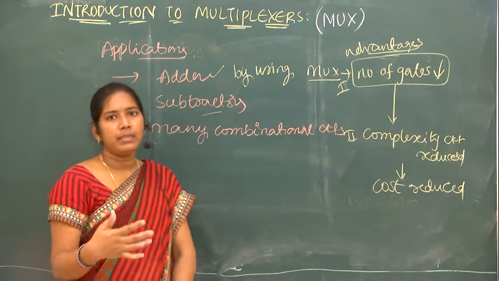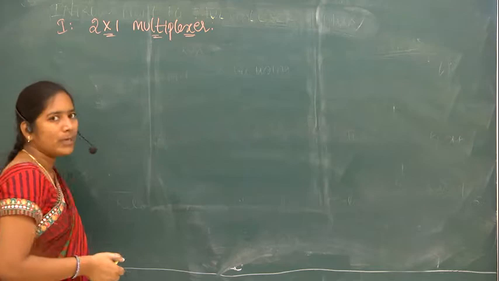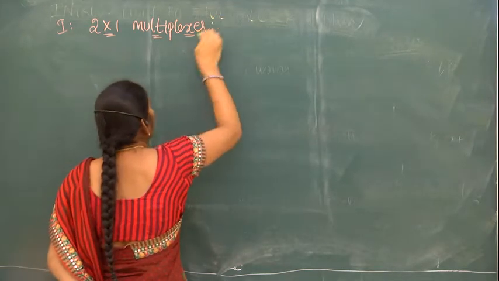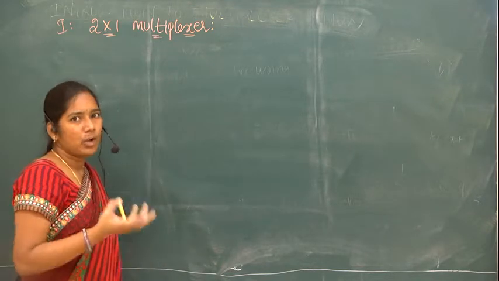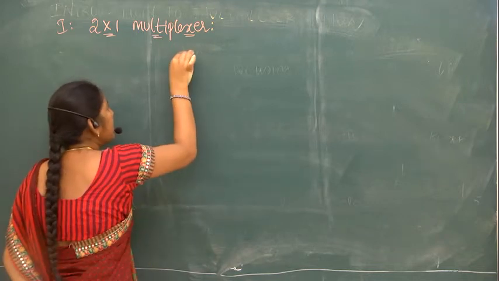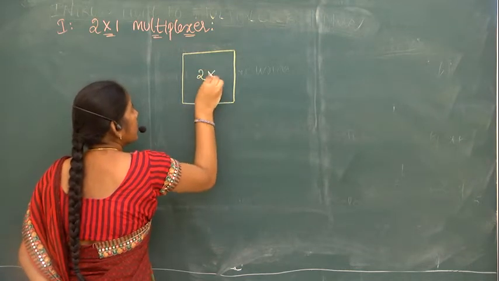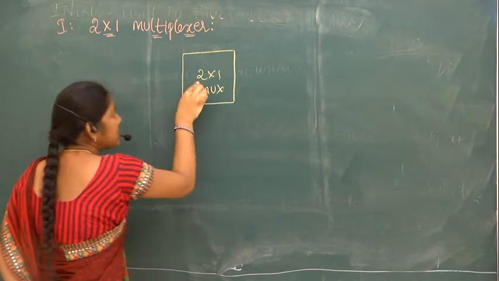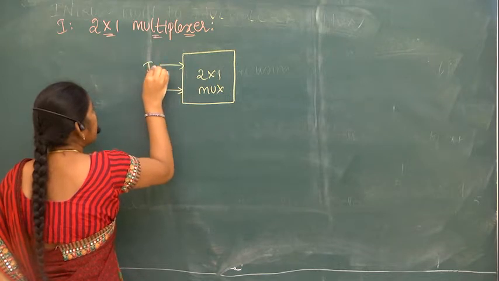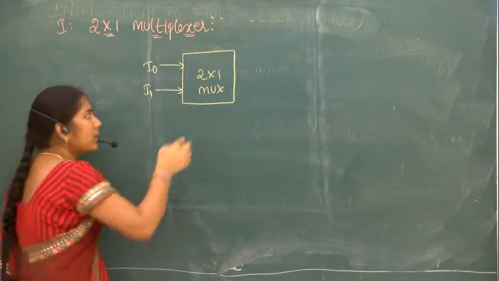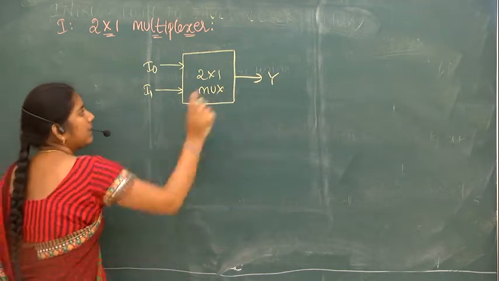Now we'll implement all the multiplexers by using logic gates. First we'll design the 2 cross 1 multiplexer, or we can call it the 2 cross 1 mux, right? As a multiplexer is a combinational circuit, we can represent it with a block diagram like this. 2 cross 1 mux. 2 means the number of input lines, so I will consider 2 input lines. Let's take I0 and I1. 1 is the output line, so Y is my output line, which is single, right?